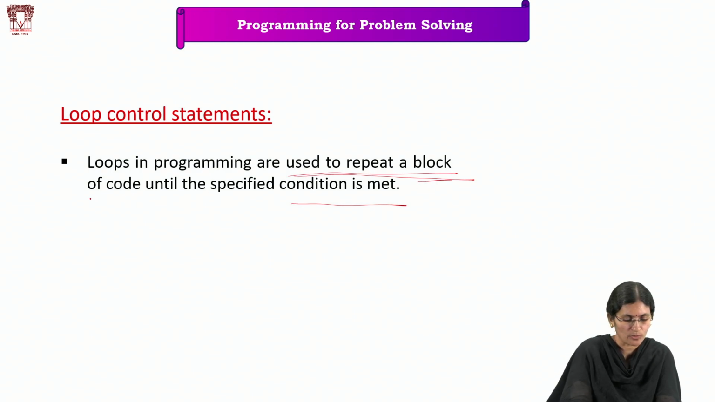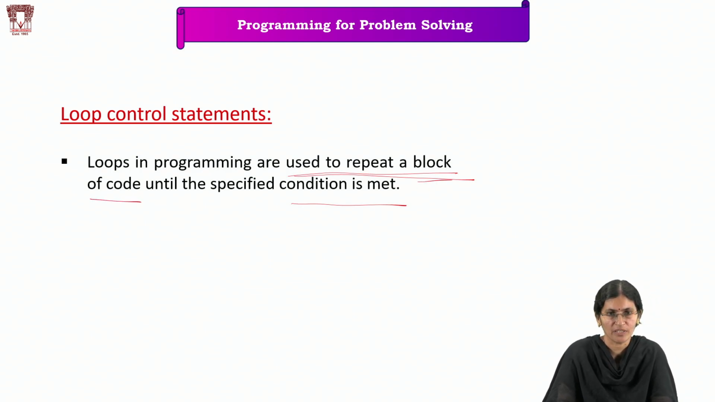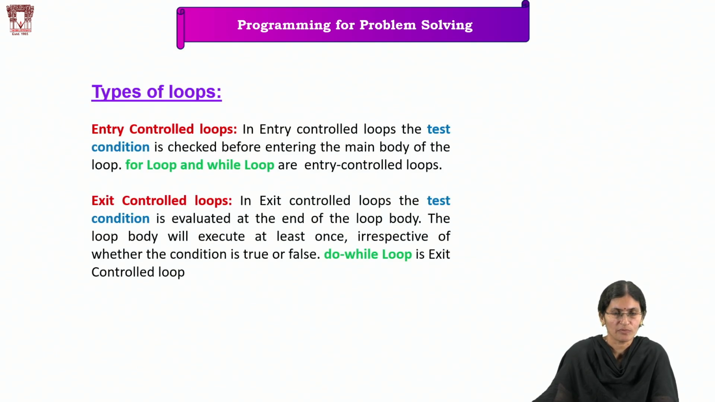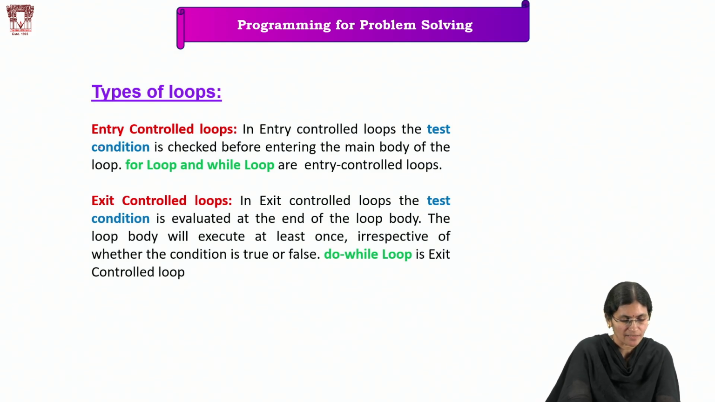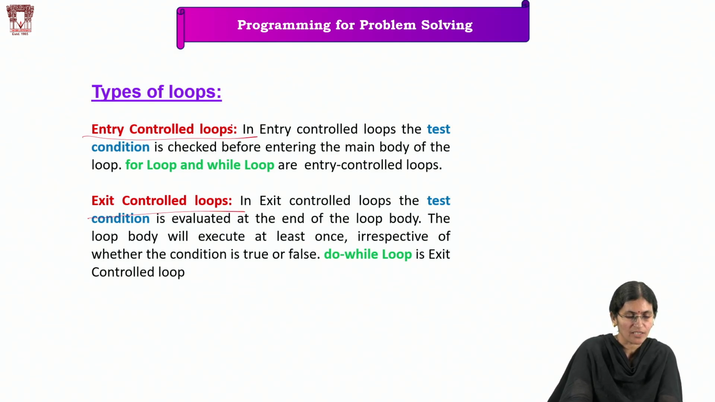Here the block of code indicates the set of statements which are to be executed. Suppose we want to do a certain task repeatedly, then for that we can use the concept of loops. Coming to the types of loops, we have two types of loops, entry controlled and exit controlled loops, based upon when the condition will be checked.